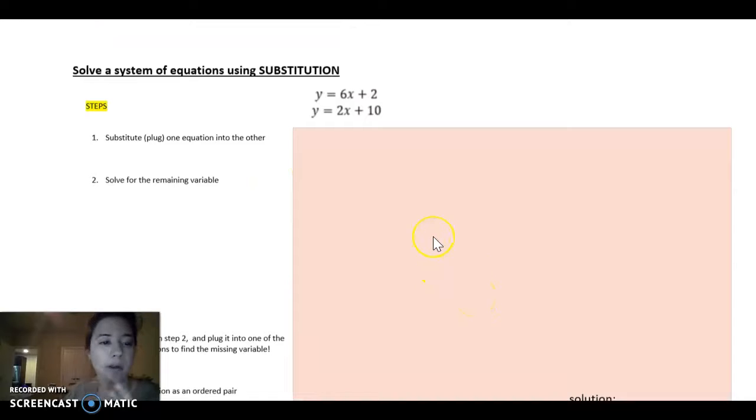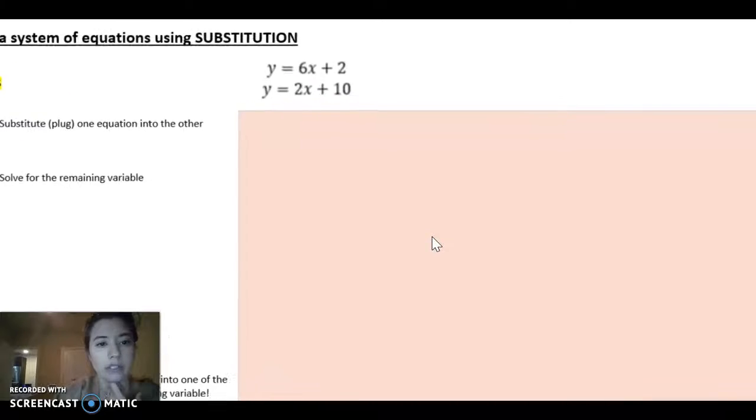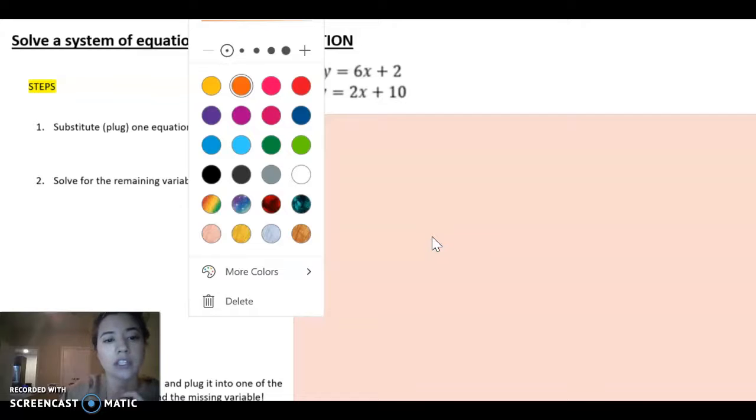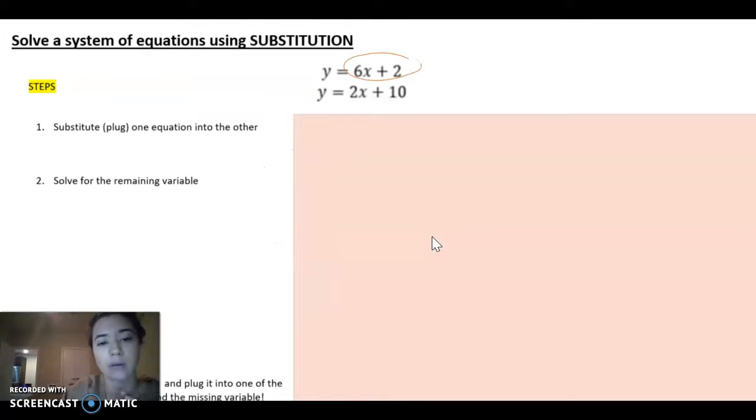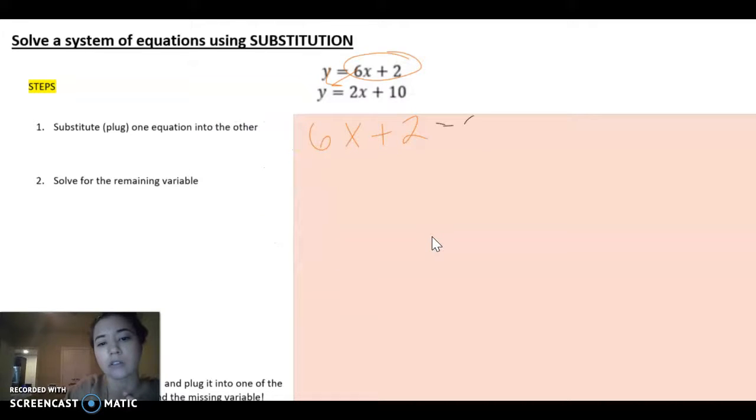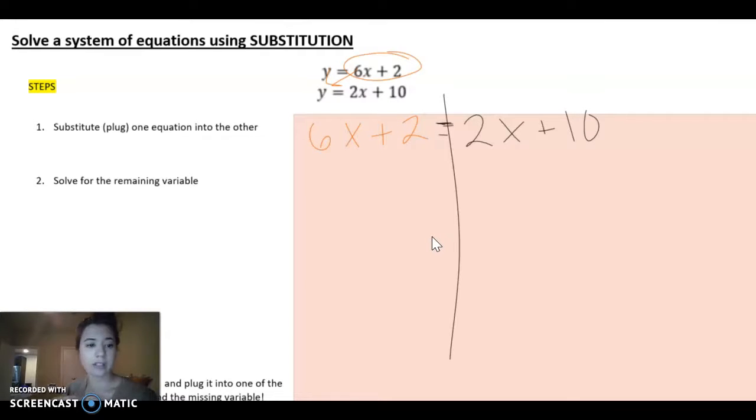Okay, same thing. I just want to model it a second time for you before you work on your independent practice. So we have: solve using substitution, y equals 6x plus 2, y equals 2x plus 10. Same thing, substitute one equation into the other. So I see y equals 6x plus 2. I'm going to plug that in for y. So we get 6x plus 2, and then the rest of my equation on the bottom was 2x plus 10. It's an equal sign. And now we're going to solve for x.